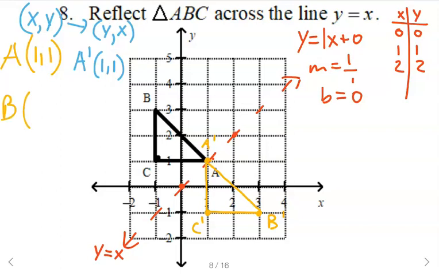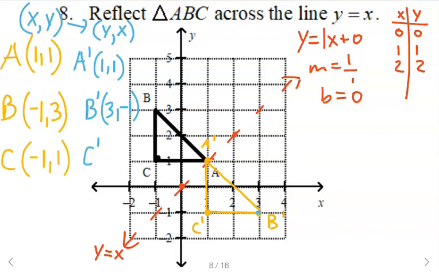The original coordinates for B is negative 1, 3. So the new coordinates for B prime will be 3, negative 1. And then C, the original coordinates negative 1, 1. And C prime 1, negative 1. So if you want to memorize that rule, you can memorize that. For reflection across the line y equals x, swap the x for the y.